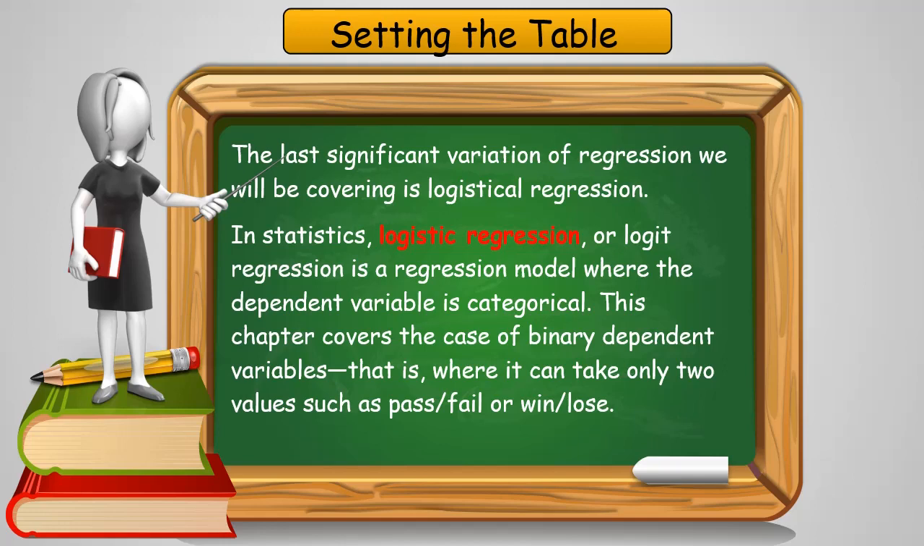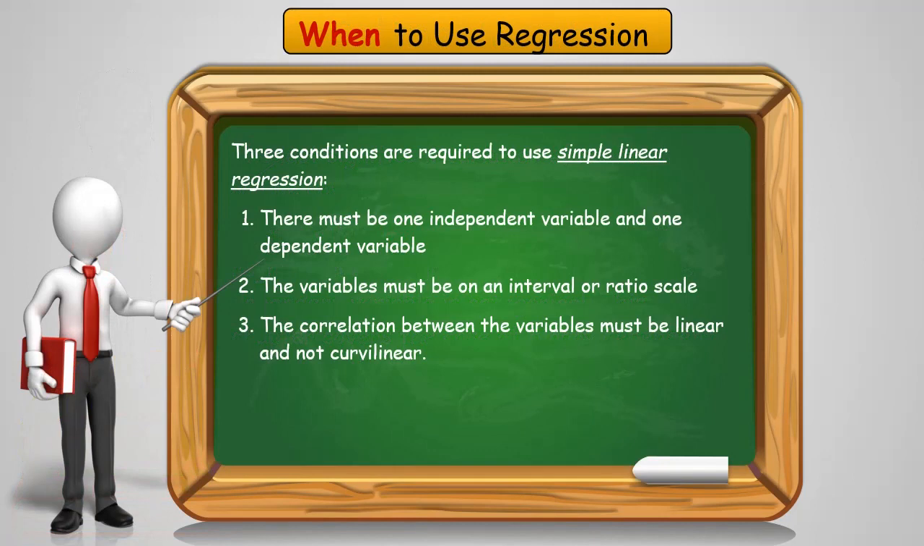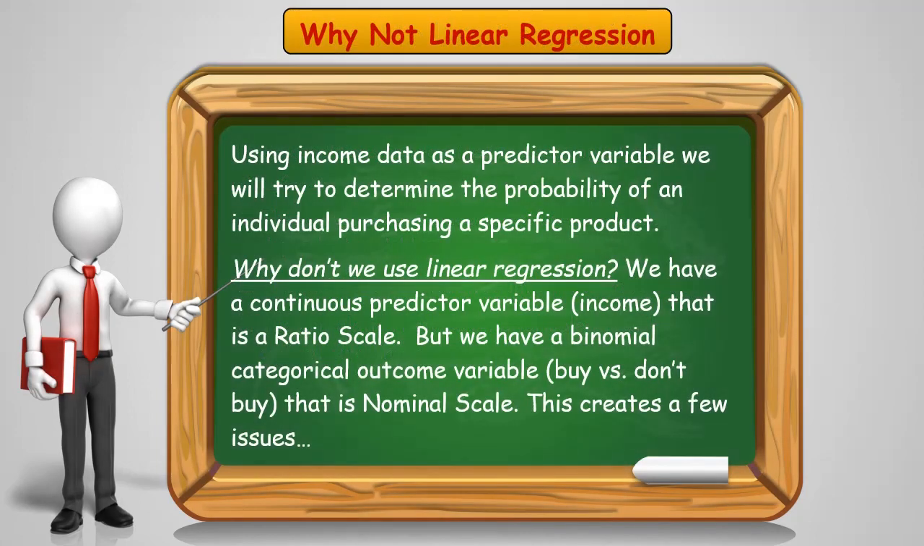But first, maybe we should explain when we use regression and why it doesn't work with a categorical variable. Recall that there are three conditions that are required to use simple linear regression. There has to be one independent variable and one dependent variable. All the variables must be on an interval or ratio scale, and the correlation between the variables must be linear, not collinear. When we're dealing with categorical variables, it's number 2 that is not true.